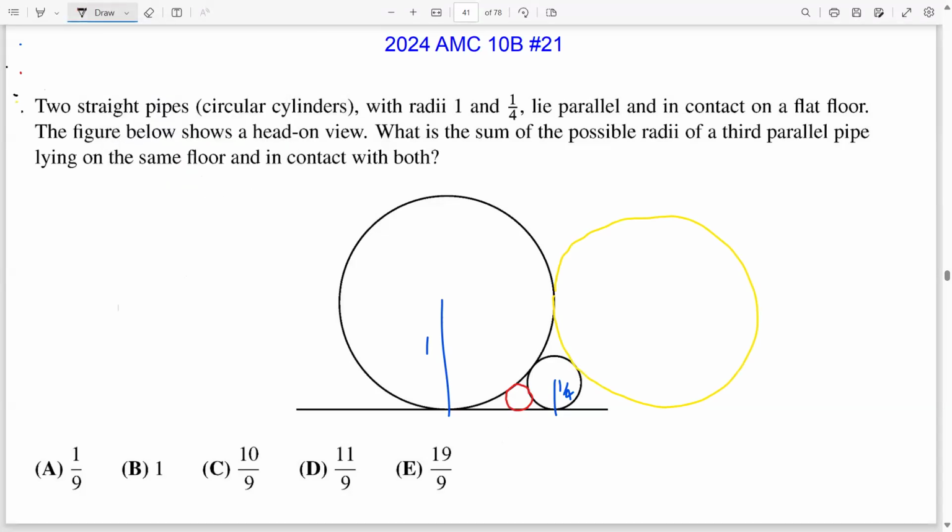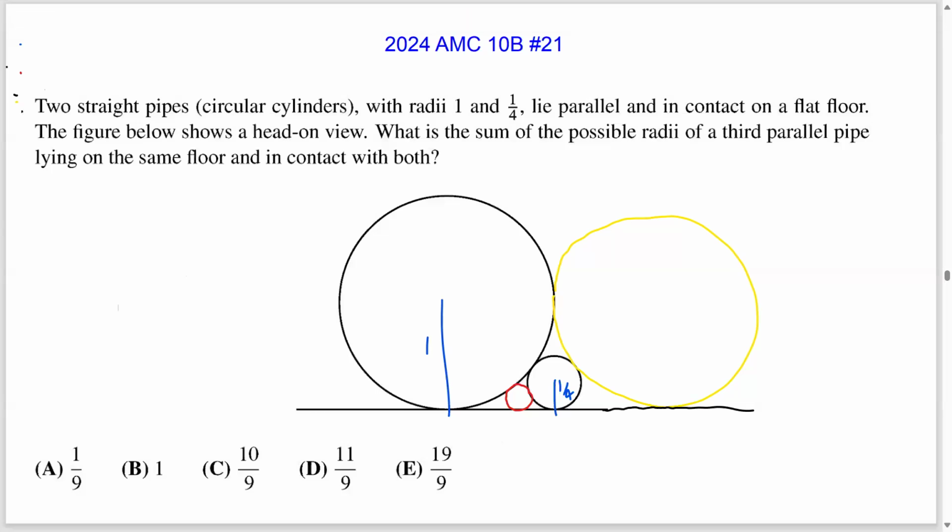If we were to extend this line. So we want to find the sum of the radii of these two circles. Now there are a few ways to do this. You can use the Pythagorean theorem to find the radii individually. However, there's a pretty nifty way to solve this problem using Descartes' circle formula. So this is not a very well-known theorem, but it can help a lot on this problem.